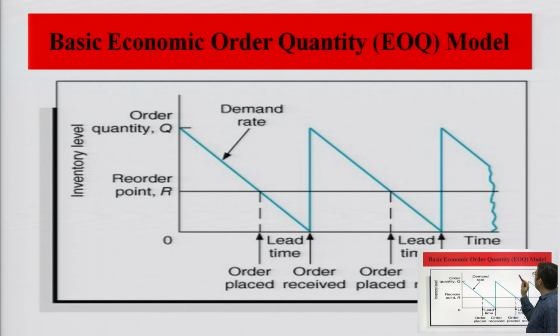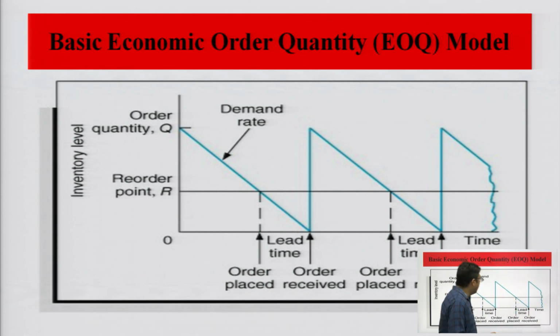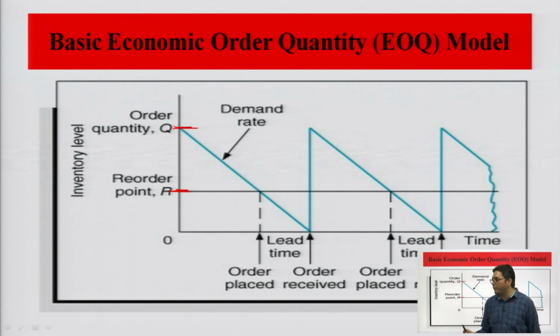Basic economic order quantity, this is the model where we will identify these places. For example, a department store or a retail store has full goods, sufficient quantity of the goods, and this point, which we can call the middle or average, is the reorder point.